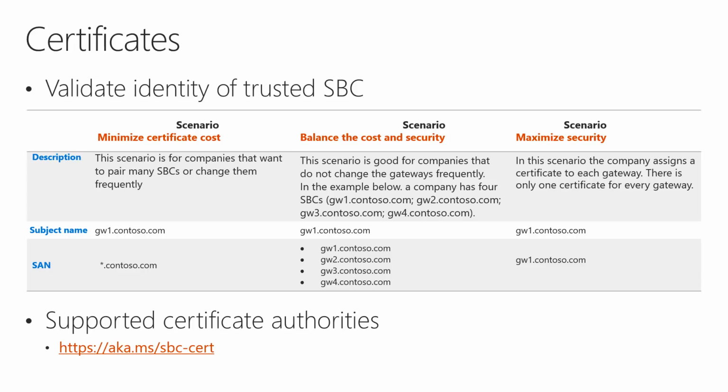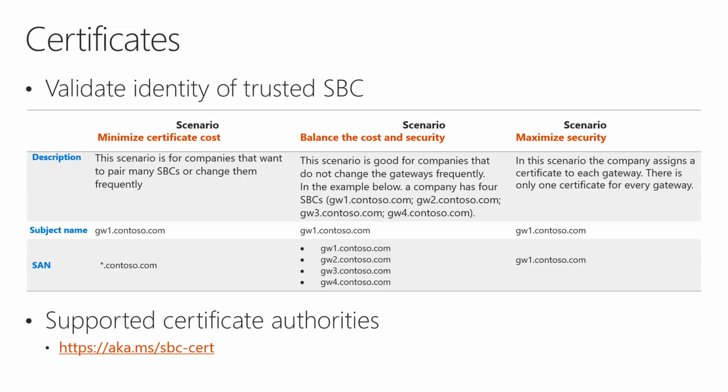In the scenario where you want to minimize the certification cost, you put one of these gateway names in the subject name, and then in the subject alternate name, you just put *.contoso.com. You're using a wildcard certificate. And now this certificate can be used on any of the other SPCs that you're using, because all of them match this wildcard certificate. They have some dedicated part, but then there's .contoso.com.